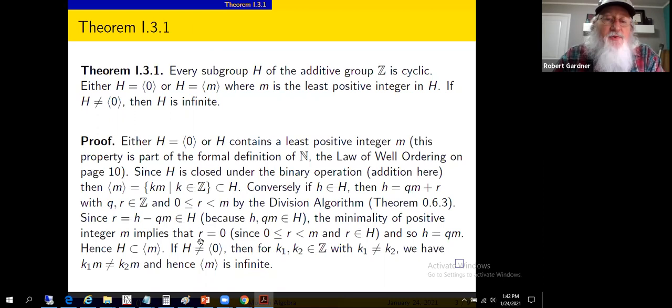So we must have the situation where this r equals 0, so up here, r equals 0, and h must be qm plus 0, if you will.